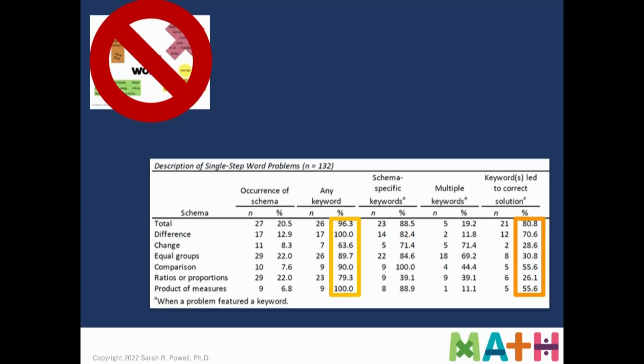And if you look in the yellow area, that's the percentage of word problems that have a keyword in them. So I might see a word like fewer or a term like more than or per or equal or share. Lots of different keywords out there. And then if you go over to the orange, you can see how often that keyword works. So we solved the problems using the keyword, and you can see that some of the time the keyword works 70 to 80% of the time, but in other types of problems, keywords only work 26 or 28% of the time. Now this is for single step word problems.